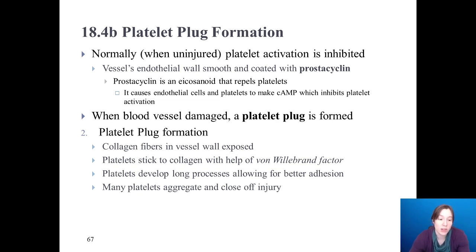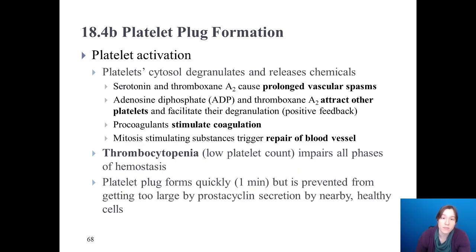So when the platelets stick, they develop these long processes that allow for better adhesion. And many of the platelets are going to aggregate and close off the injury. And so that's kind of the plug that's forming, it's closing off the injury. The platelets then can become activated. And so when they become activated, they are going to degranulate and release chemicals. So they have little granules inside their cytosol, and then they're going to release those.